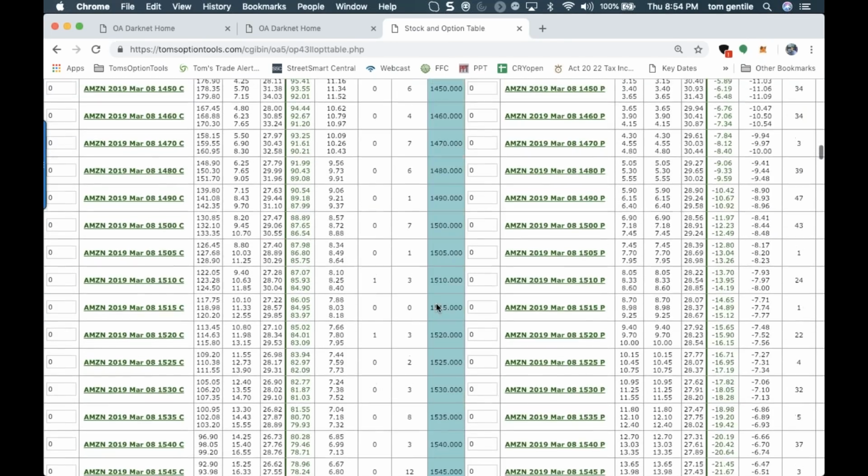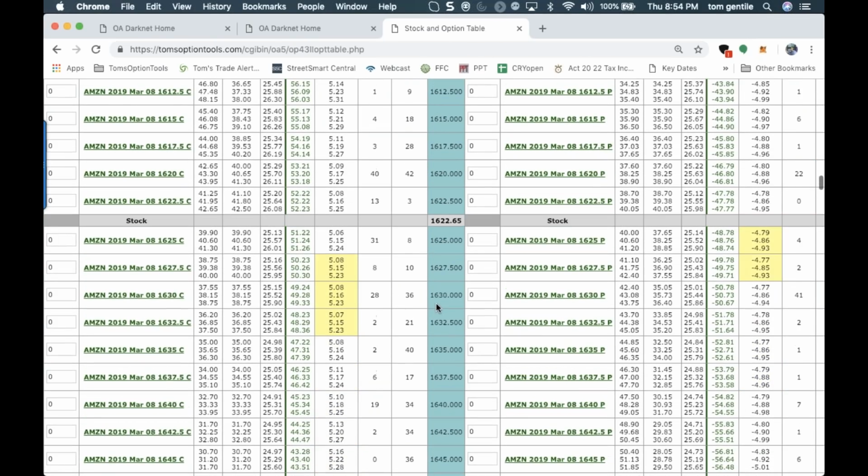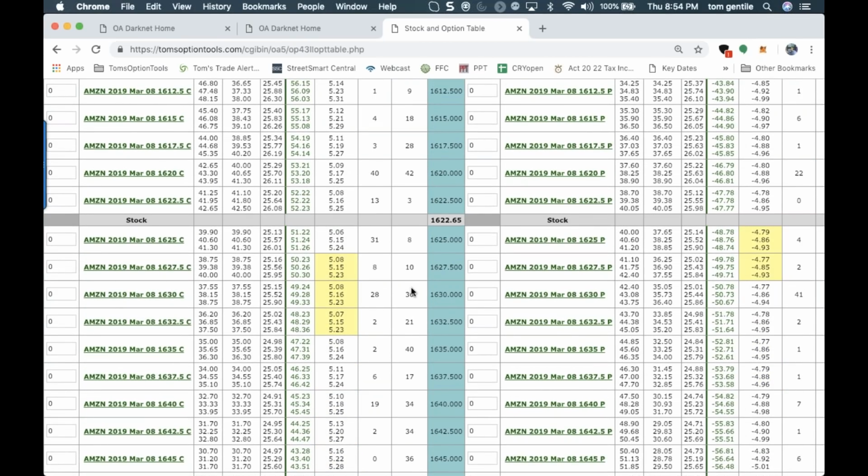March 8 options. We're just going to look at the monies. So the closest at the money is we'll call it the 1622 halves. 41.25 by 42.65. So that's going to be $1.40. Is that right, Jay? $1.40 between 41.25 and 42.65. That's what we see. Yep.